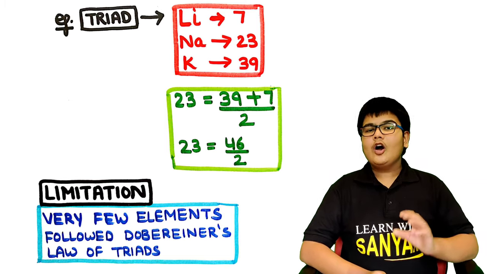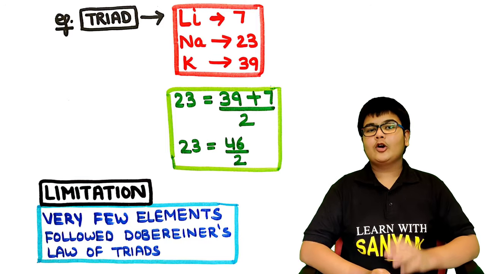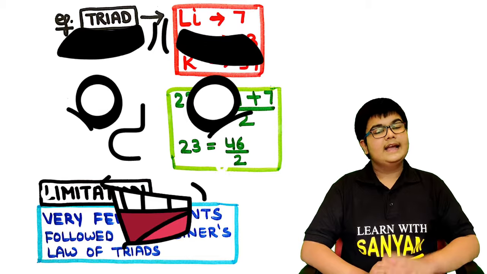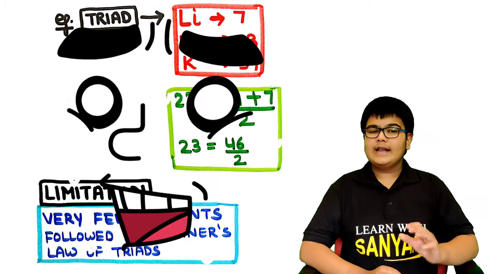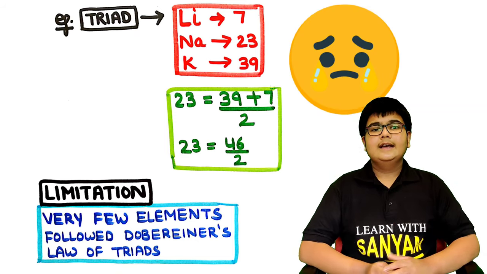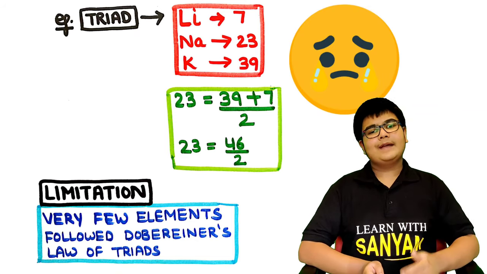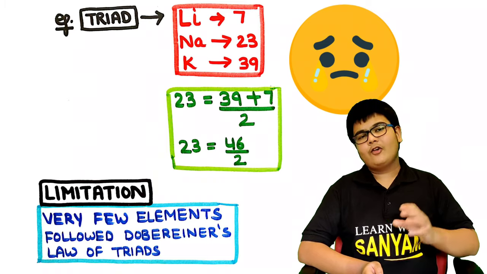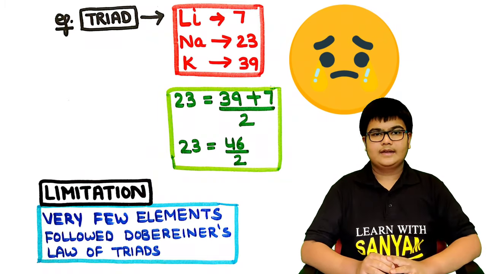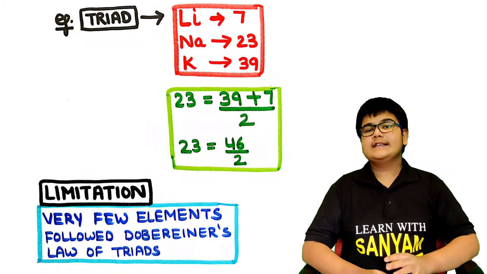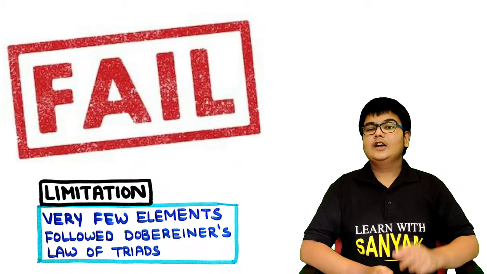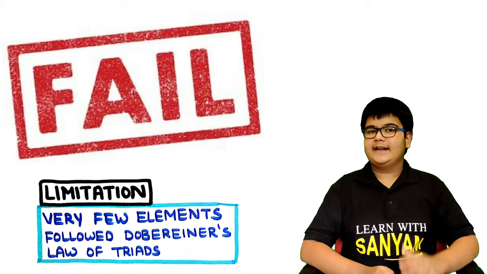But this law of triads also had a very important limitation. It had a very important drawback. And that is that very few elements followed Dobereiner's law of triads. There were only 3 or 4 sets of elements which followed this law. The other elements did not follow this law. So this means that this law is not applicable. Hence, Dobereiner's law of triads failed.